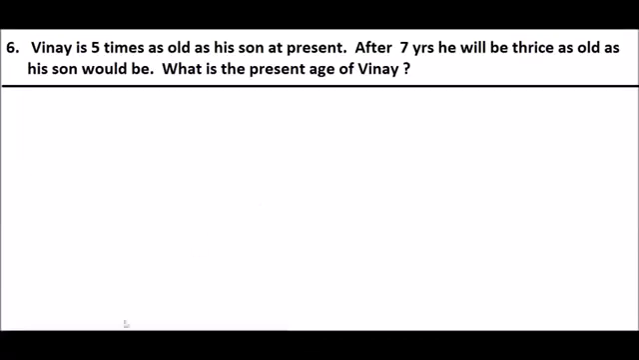Right? What's the conventional method here? First, try to understand the question. The conventional way should be like this. Vinay is 5 times as old as his son at present. So I'm taking the age of Vinay as 5x years, and Vinay's son's age will be x years. Only then can I say Vinay is 5 times as old as his son.